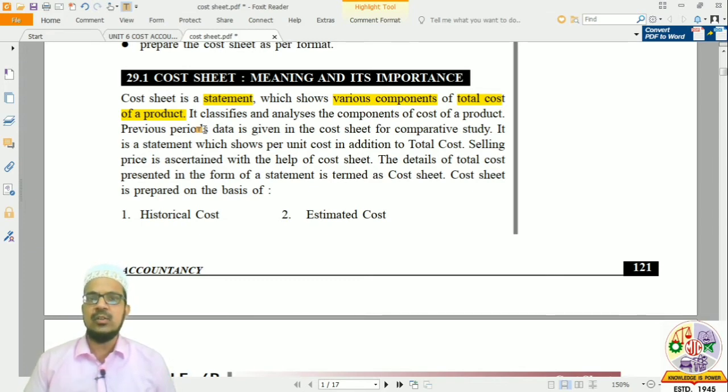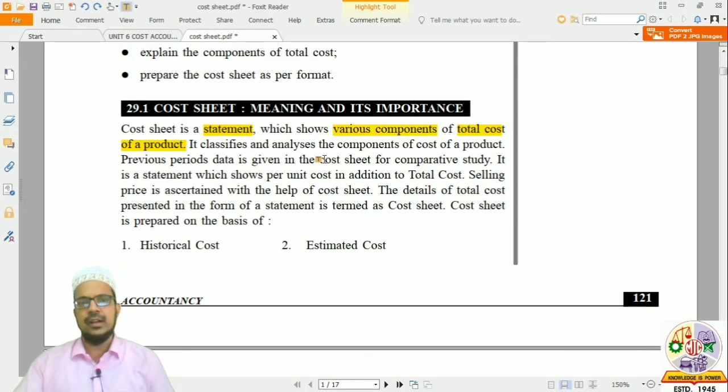And what we do in a cost sheet is calculate all the direct and indirect costs associated with manufacturing a particular product. We classify that cost in a particular order and present it so that we can find out the total cost of production of the product which we are manufacturing. The cost sheet can be prepared in two ways. One is the historical cost and the second is the estimated cost.